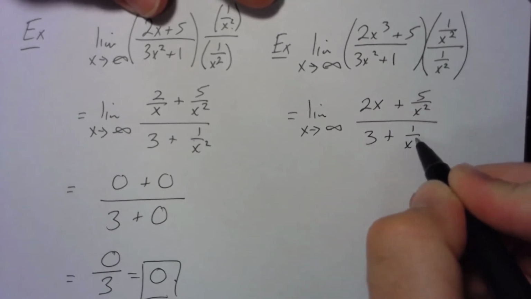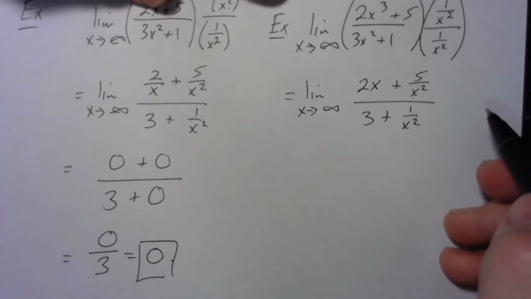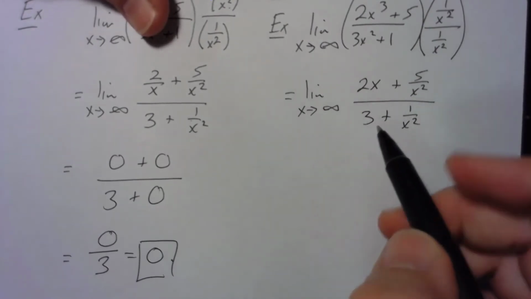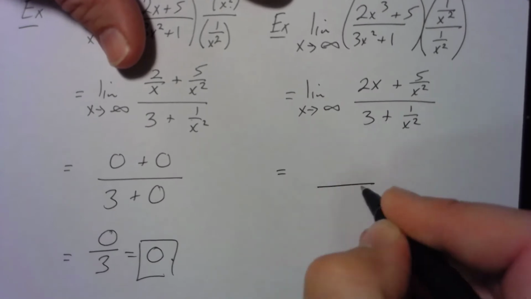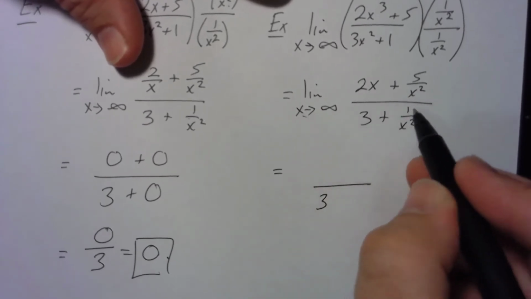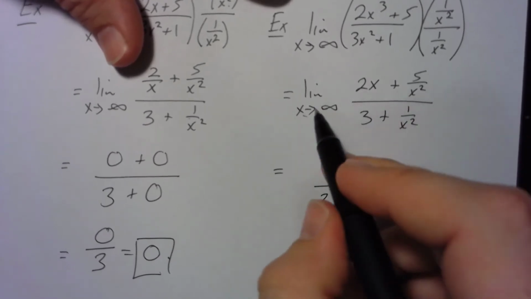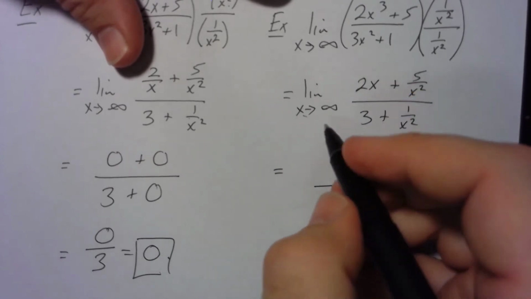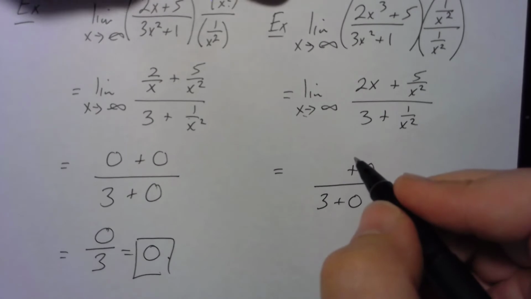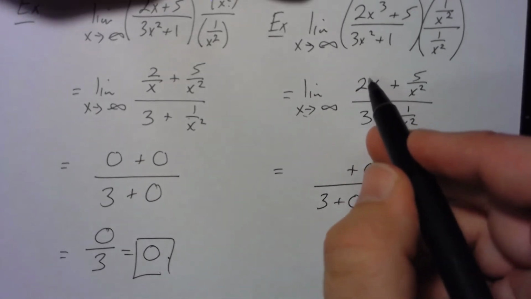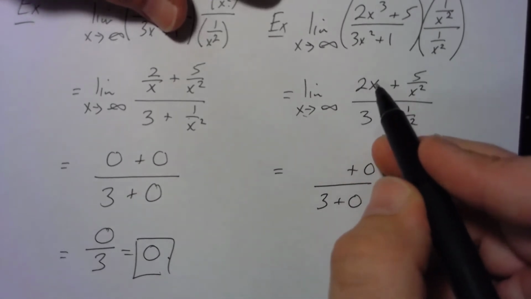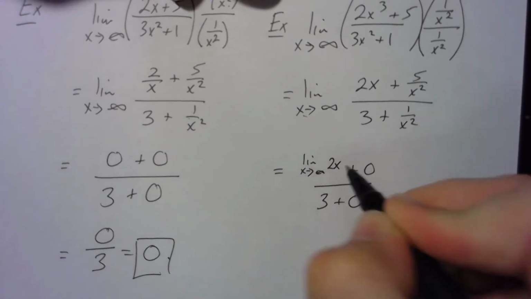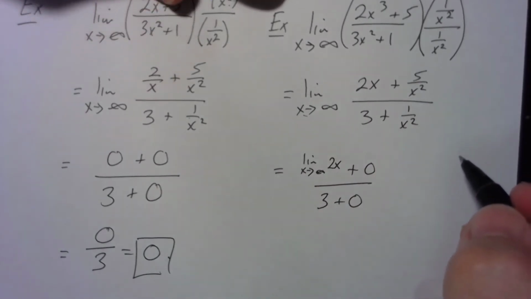Now, I'm going to evaluate each individual limit. The limit as x goes to infinity of 3 is 3. Now, I am starting at the bottom for a reason. The limit as x goes to infinity of 1 over x squared is 0. The limit as x goes to infinity of 5 over x squared is 0. And then this thing right here is very unique. Again, in some cases, they would argue that this limit doesn't exist. In my case, I would argue it does exist. And this limit as x approaches infinity of 2x exists, and it's going to approach infinity.